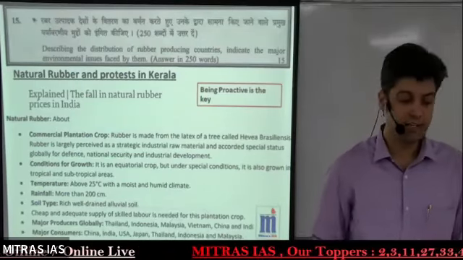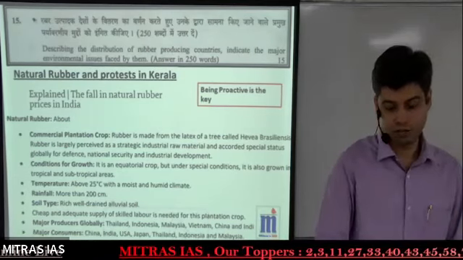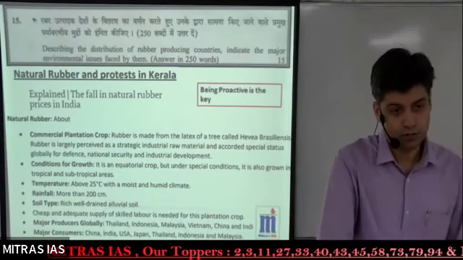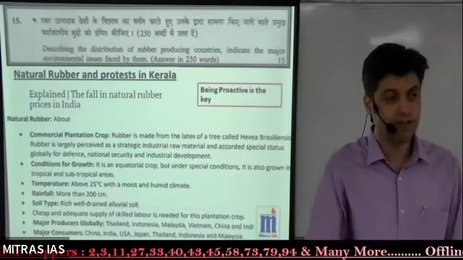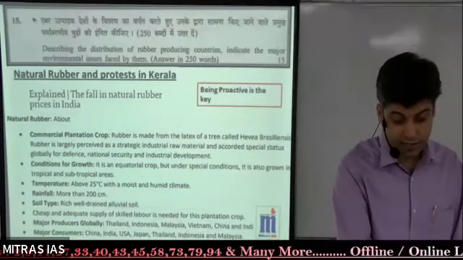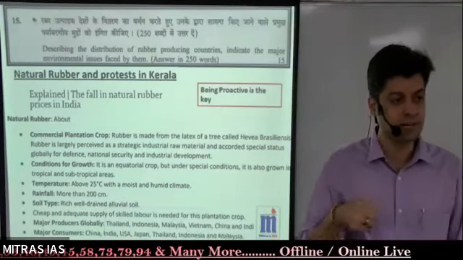So being proactive is the key, not just sitting and reading the article. This is the issue, going into how is rubber produced, where in India, where in the world. And that is where the second part of the question picks up from there.